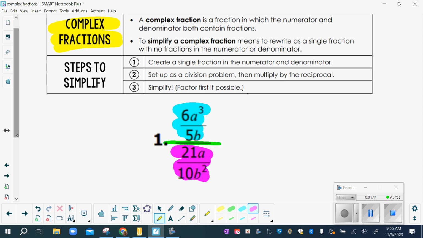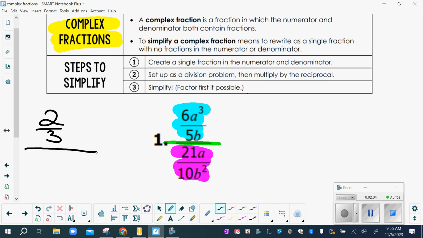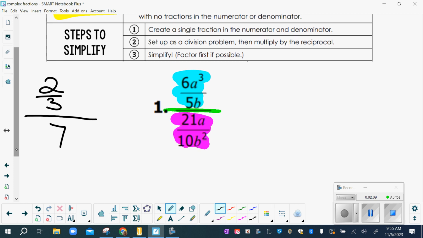Okay, so here we go. The first thing is, we need to make sure that we have one fraction on the top and one fraction on the bottom. Now, I'm going to show you a very easy little thing right here. 2 over 3 over 7. I need you to look at this and notice this. This is a fraction right here, but this right here is not a fraction.